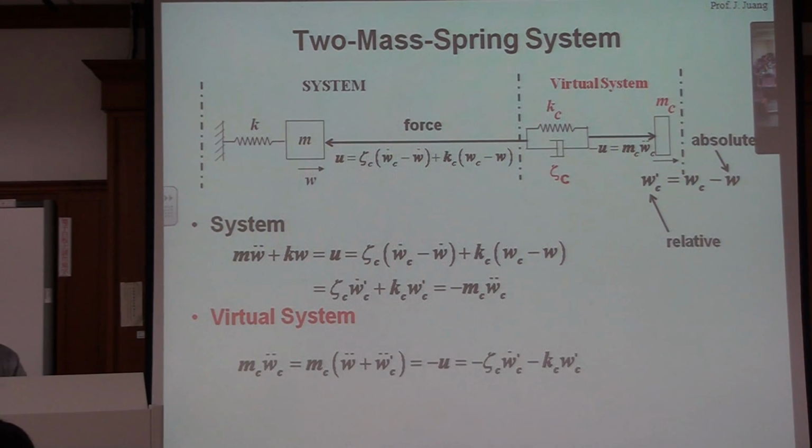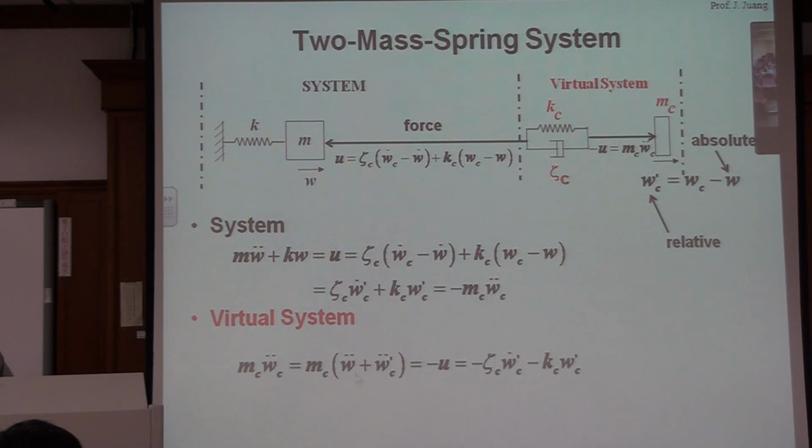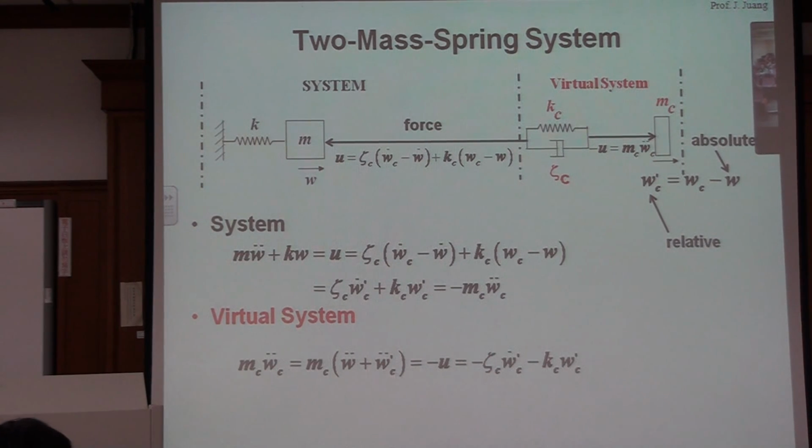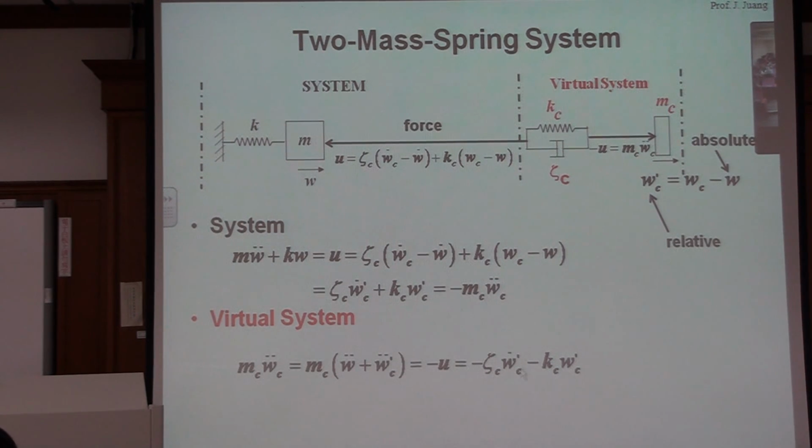Alright? And if we use absolute, that's the equation MC WC double dot equal to MC W double dot plus WC double dot prime. That becomes absolute. Then equal to minus U, that equal to minus ZC WC dot prime minus KC WC prime.